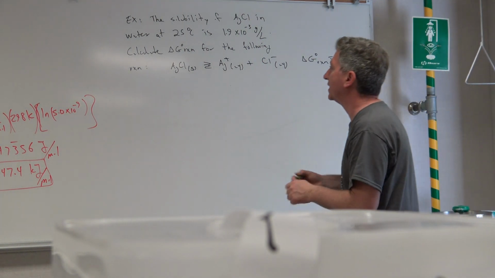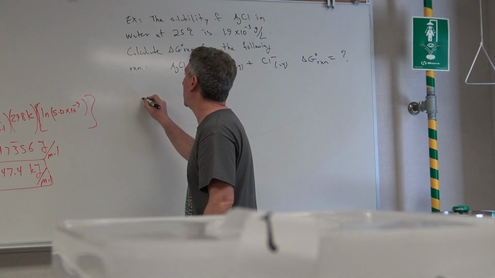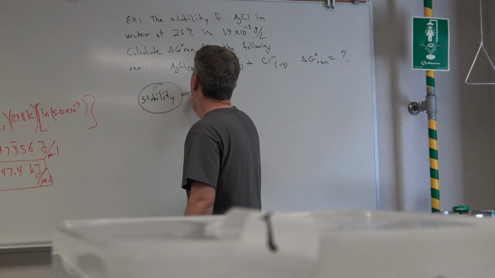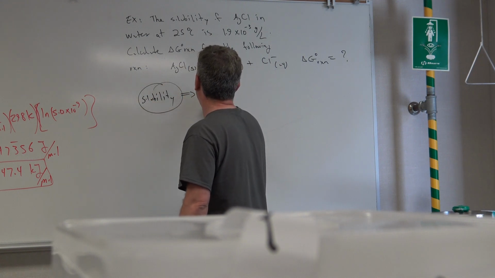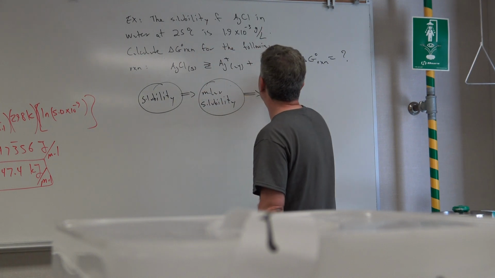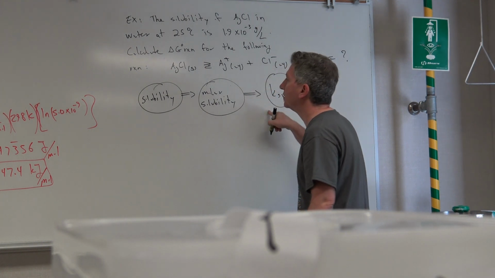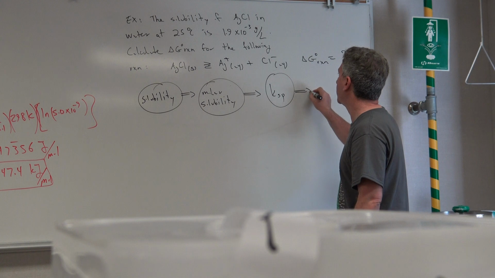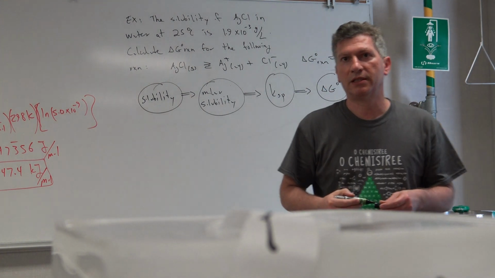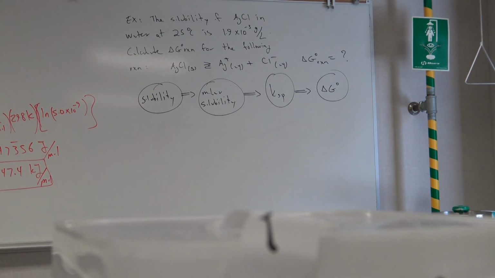So in order to do this, again, this also relates exam 3 material to exam 2. You have to go from solubility to molar solubility to Ksp. This is something that you did for exam 2, and then into delta G standard. So I'm going to let you guys work on this. It's very similar to what we did there, so I'm going to let you guys work on this and see what you come up with.